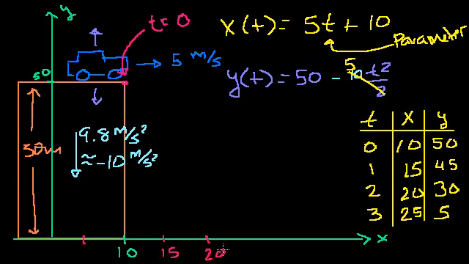15, 20, 25. And then the y-axis, let me label that while we're at it. So this is roughly 10, 20, 30, 40, 50.